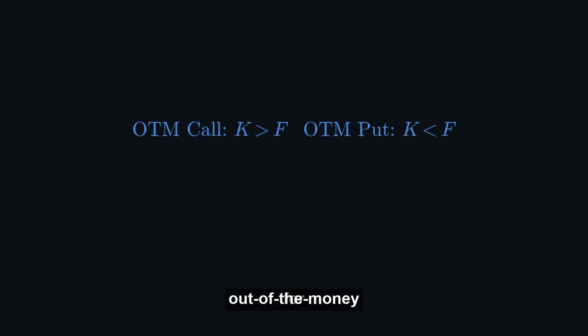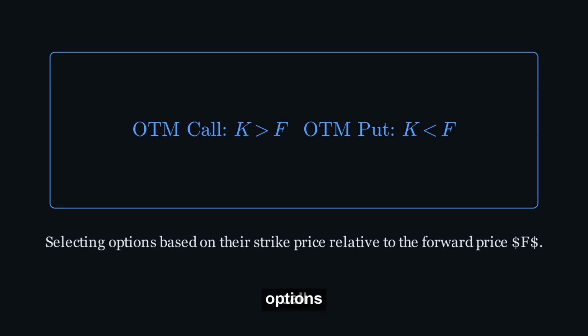The selection rule for out-of-the-money options is straightforward. For call options, we only consider those with a strike price $K greater than the forward price $F. Conversely, for put options, we only include those with a strike price $K less than the forward price $F. This ensures that we are always looking at options that would expire worthless if the underlying asset's price remained at the forward level. The forward price $F itself is typically derived from the prices of near-the-money options and the risk-free rate, representing the market's expectation of the asset's price at expiration.